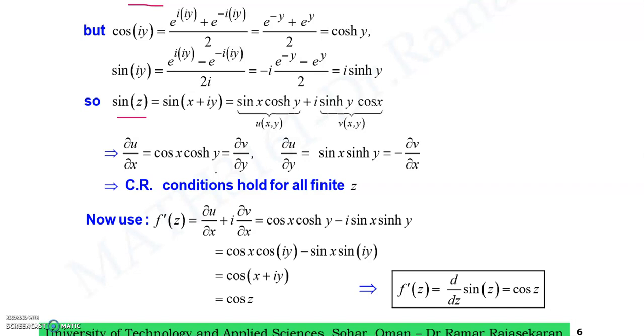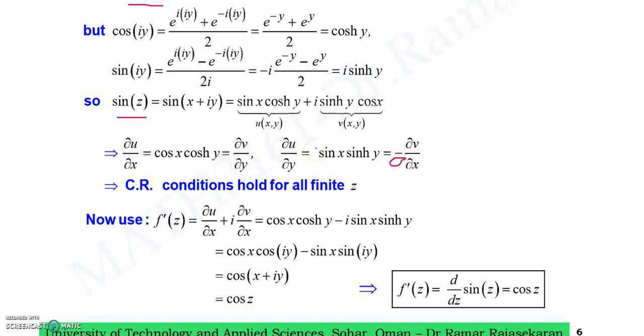Here the equations are nothing but ux is equal to vy and uy is equal to minus vx. See now, uy is equal to minus vx here. So now you have to check these two conditions for analytic. Here the two conditions are satisfied, therefore we can say that the given function is analytic.